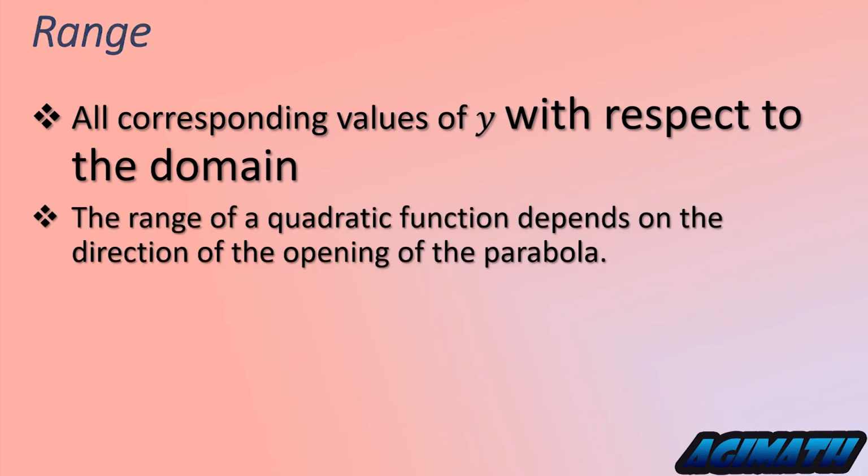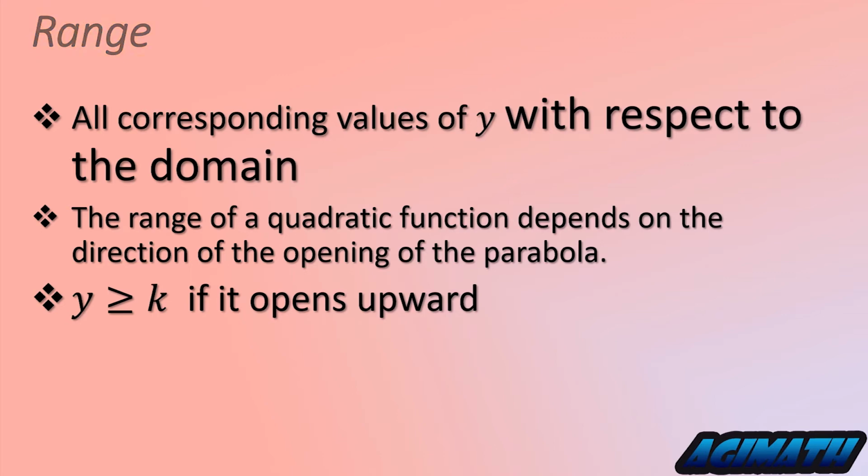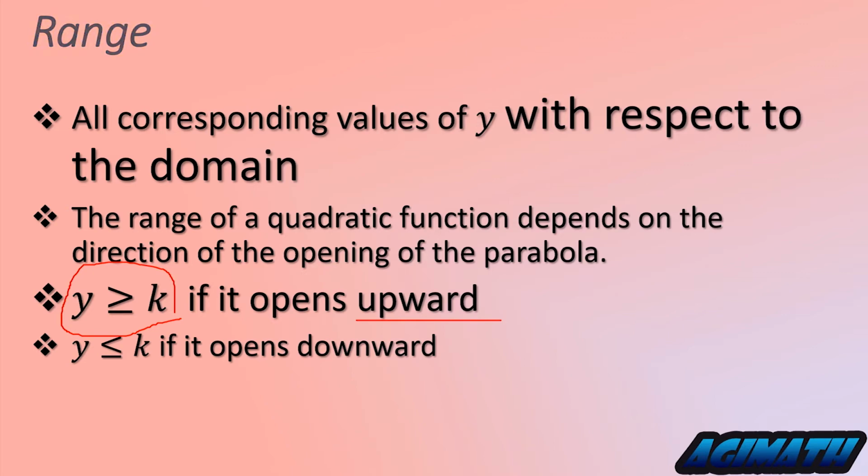And for quadratic function, it depends on the direction of the opening of the parabola, and we only have two directions. It's either opening upward or opening downward. So if the parabola is opening upward, we use this inequality. Y is greater than or equal to k, that is for upward. Now if the parabola is opening downward, we use this inequality. Y is less than or equal to k. And that's very easy to memorize. If upward, you use greater than or equal to. If it's downward, you use less than or equal to.